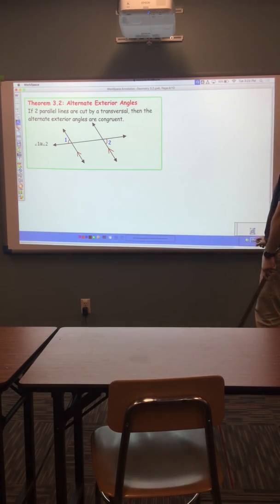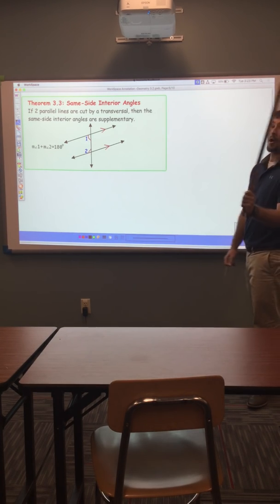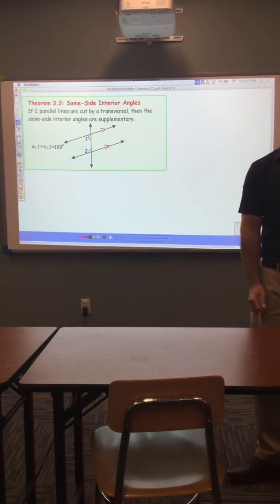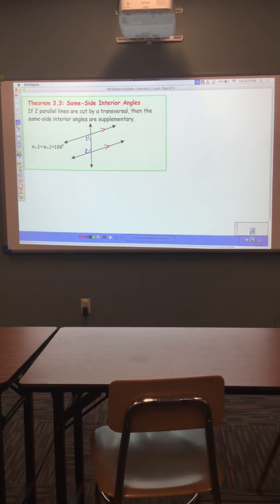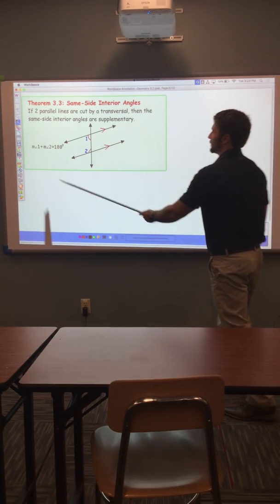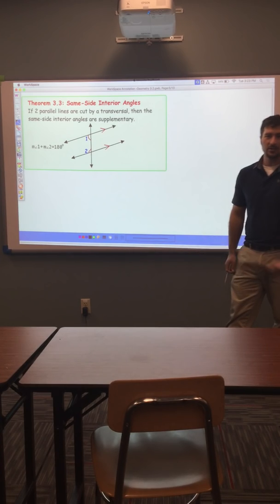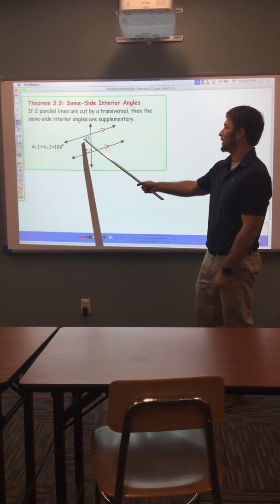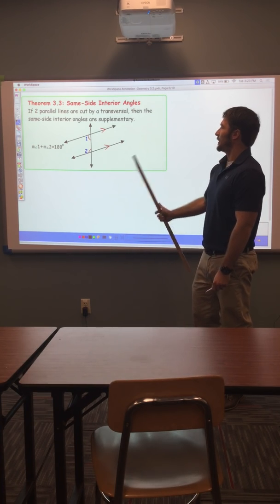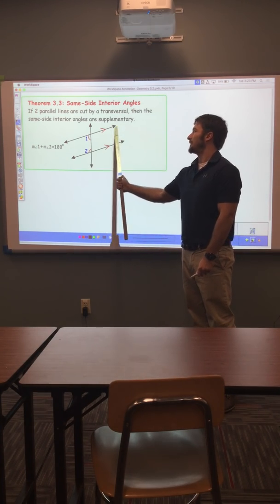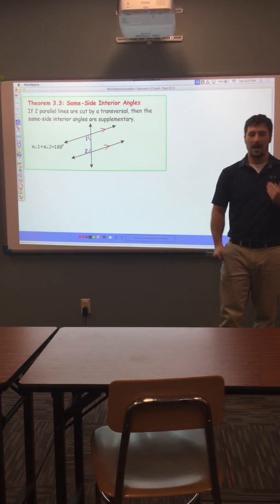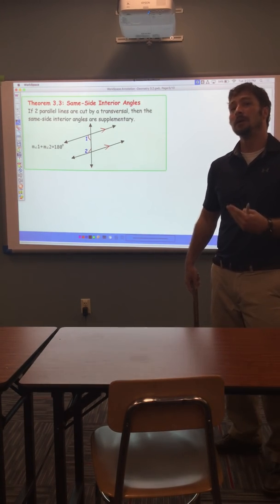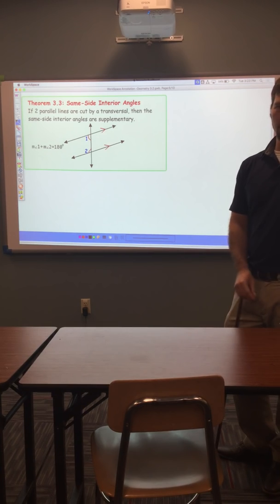And then, same side interior are not congruent, so this is why it's important to distinguish between them. Same side interior angles are supplementary. So supplementary, if you remember from last chapter, means they add up to 180 degrees. So angles 1 and 2 add up to 180 because we have these parallel lines. Again, for all these, that hypothesis is if you have parallel lines. So the only time you can use these rules is when you have parallel lines.